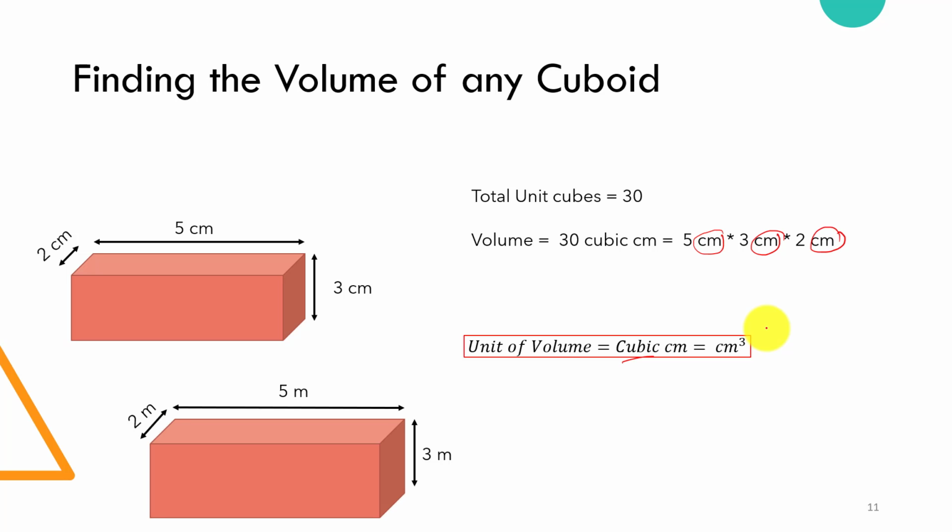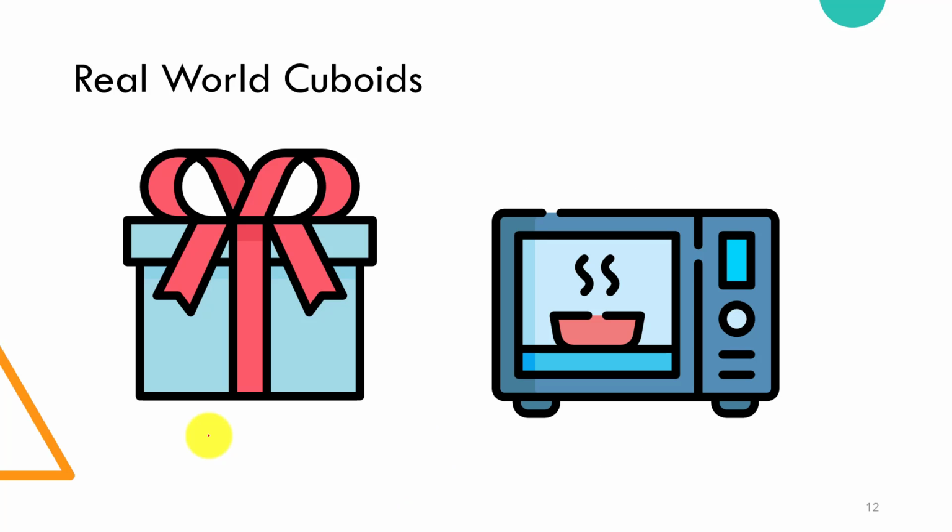Now when we talk about a separate unit of length, if you see, I have used meter over here, right? So the volume will be 30 meter cube instead of centimeter cube, because the unit of the length is meter over here. And how did I get 30? Because I just multiplied 5 into 3 into 2 there, correct? And if you talk about real world cuboids, there are a lot of things like the gift box, the microwave. These are all real world examples of cuboids here.